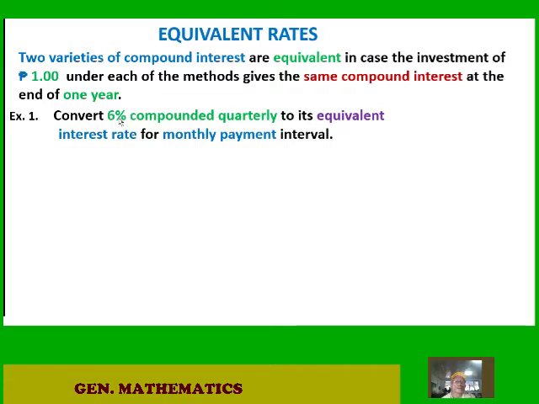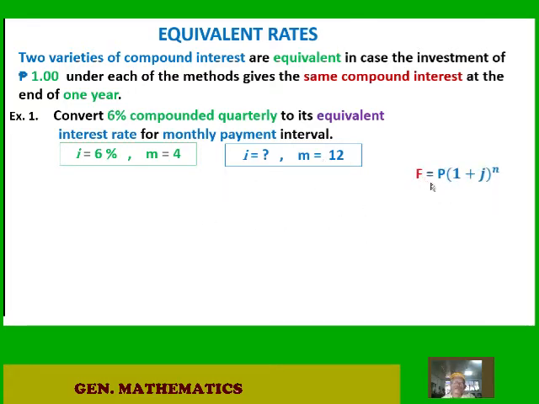Okay. These two interest rates must be equivalent, so that this nominal rate 6% compounded quarterly must be equivalent to an unknown interest rate which is now compounded monthly. M equals 12. Now, we have compound amount F, where J is equal to I over M, N is equal to MT. Substitute J with this one, N with MT.